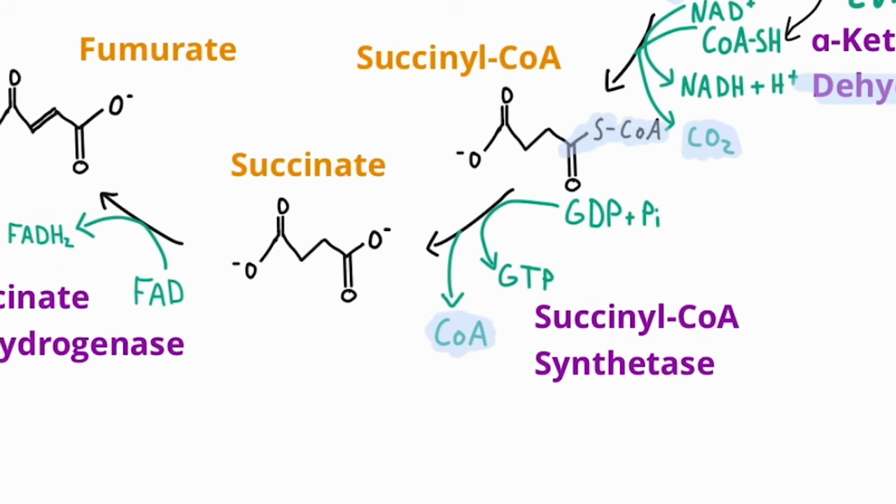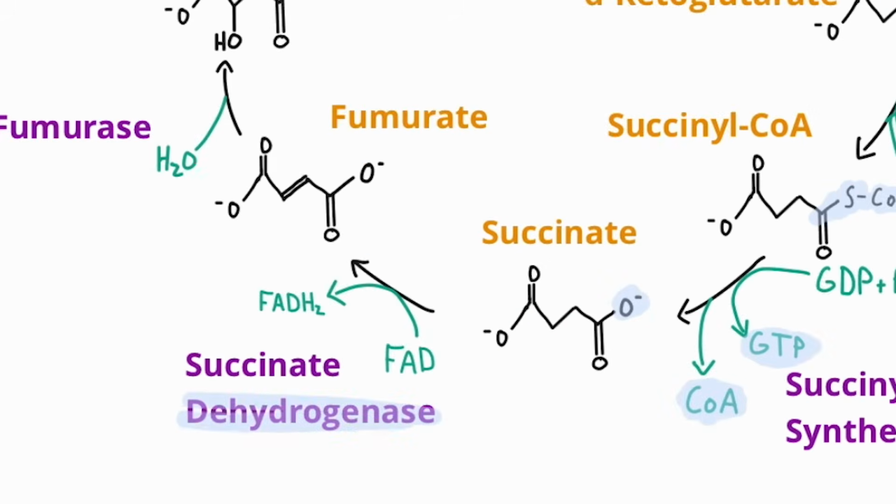We see the loss of that coenzyme A group that was just added. And sure enough, the only difference between succinyl coenzyme A and succinate is that instead of the coenzyme A group, we just see an oxygen attached to that carbonyl carbon. Don't worry about the production of a GTP here because this will be addressed in the mnemonic that I'll give at the end. Next, we have another dehydrogenase and an FAD that accompanies it.